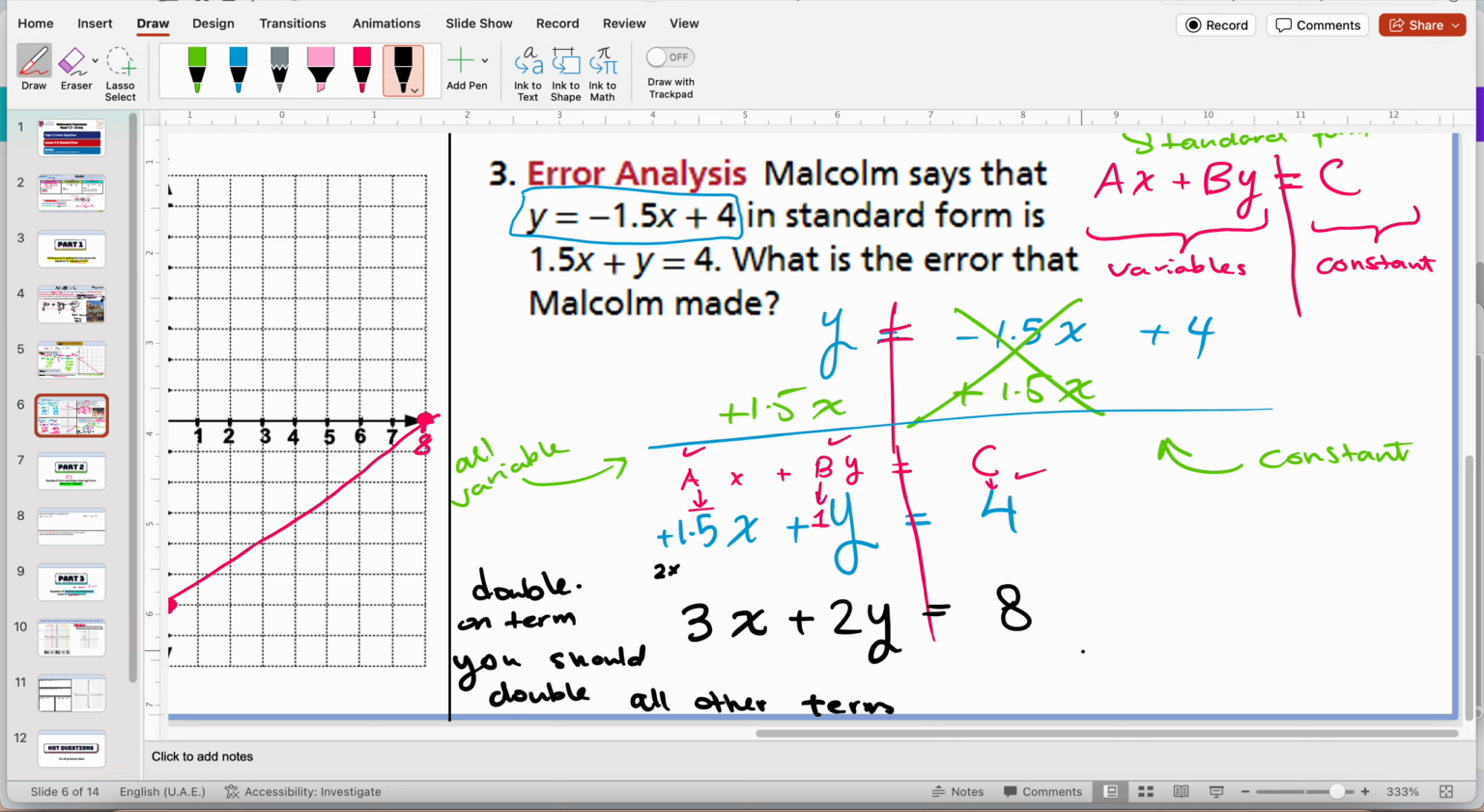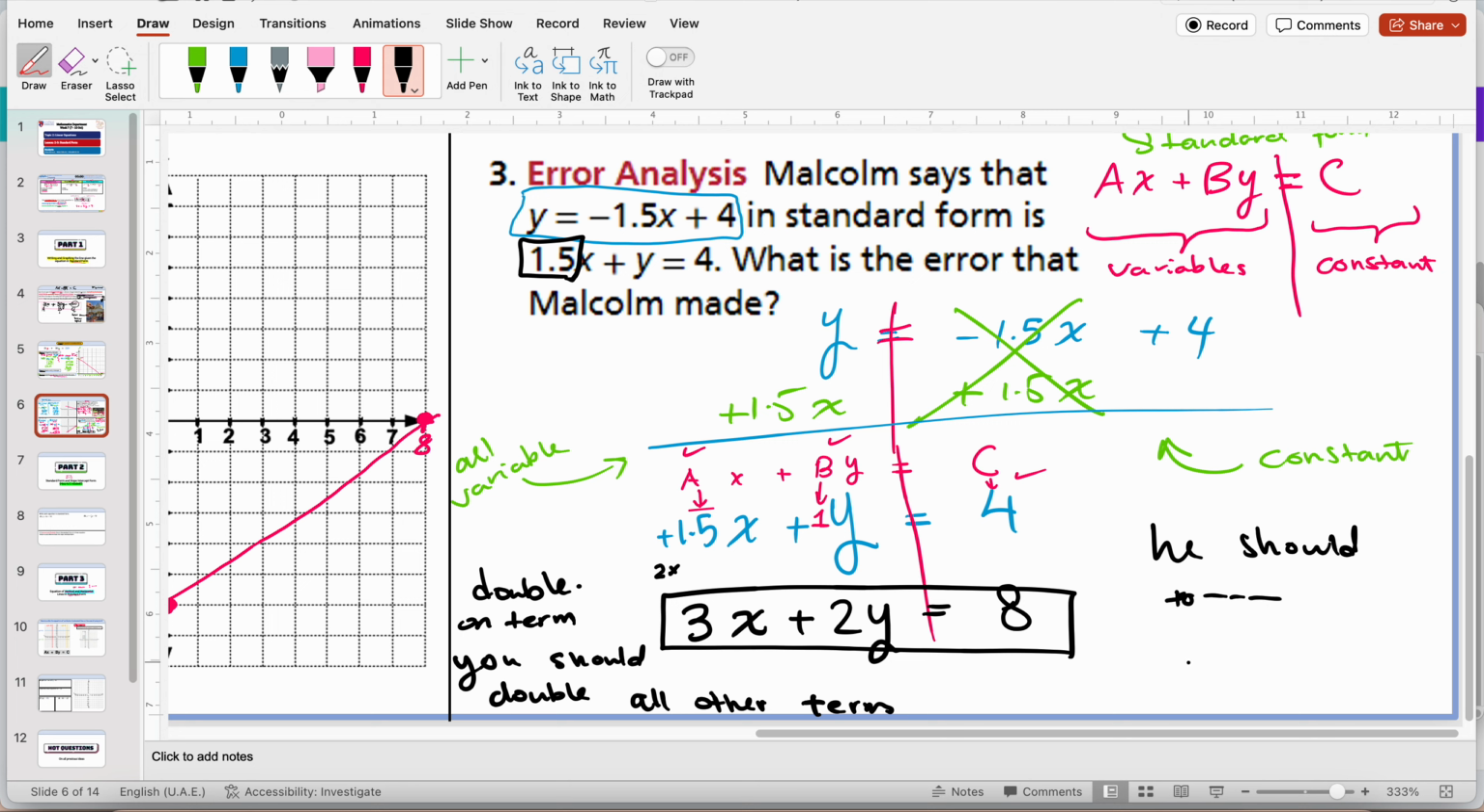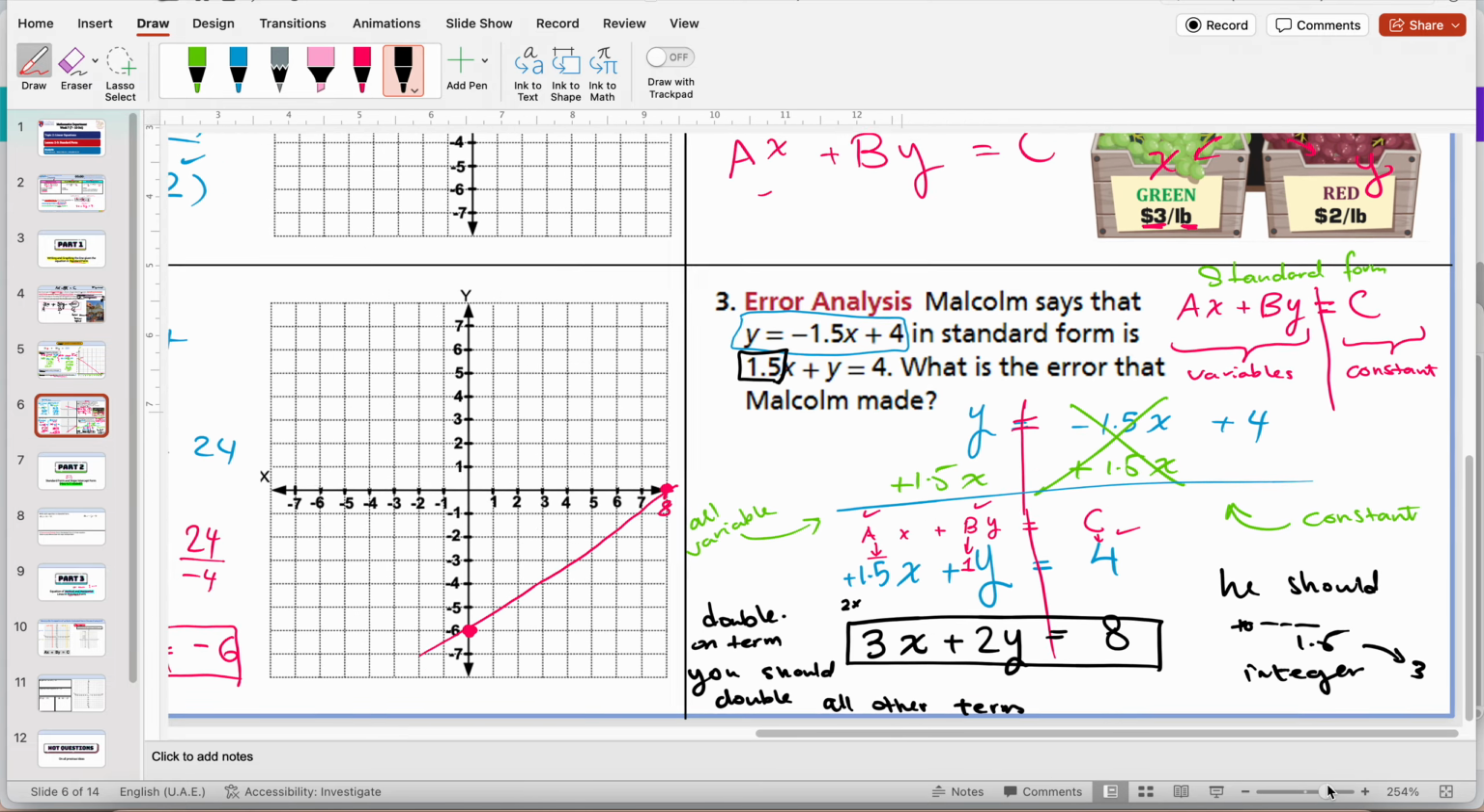Okay, so this is the mistake that he did. He left it as a decimal, and it shouldn't be as a decimal. He should make sure to write it as an integer. The 1.5 should become an integer. You can write it as 3, you can times it by 4, you can times it by 10, times it by anything that can change it into an integer.